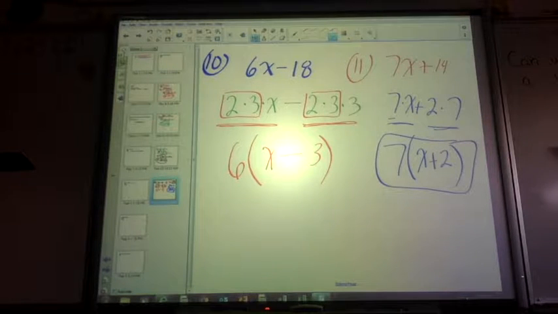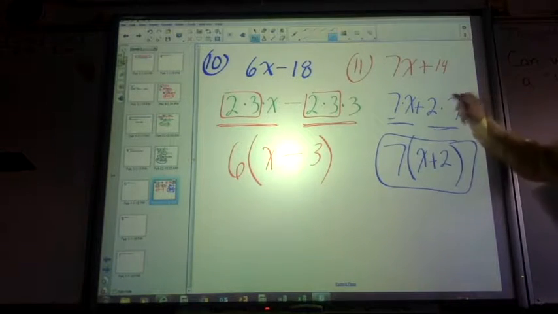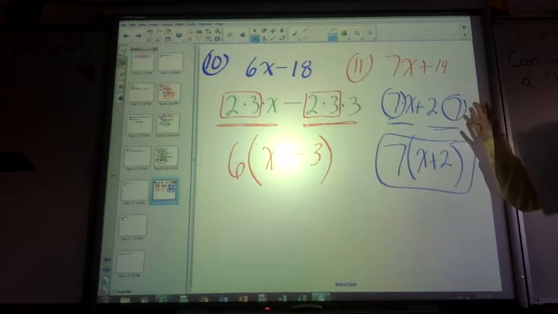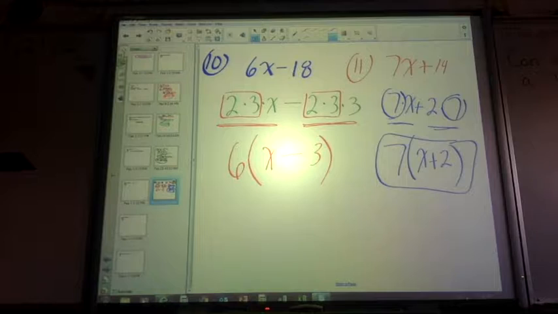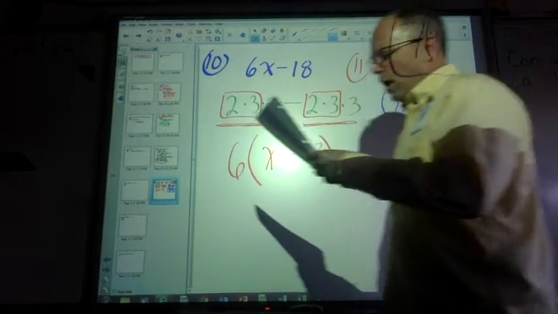Wait, so I have a question. Talk to me. 7 on the end. It's because I have this and this the same, so it cancels out. I pull it out front. Okay. I undistribute it. Okay, 12.